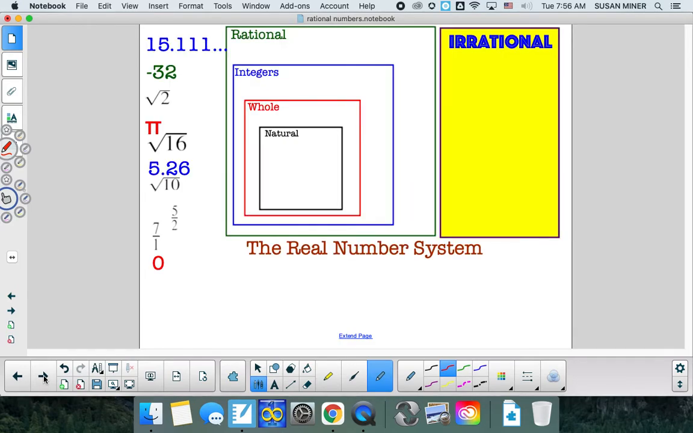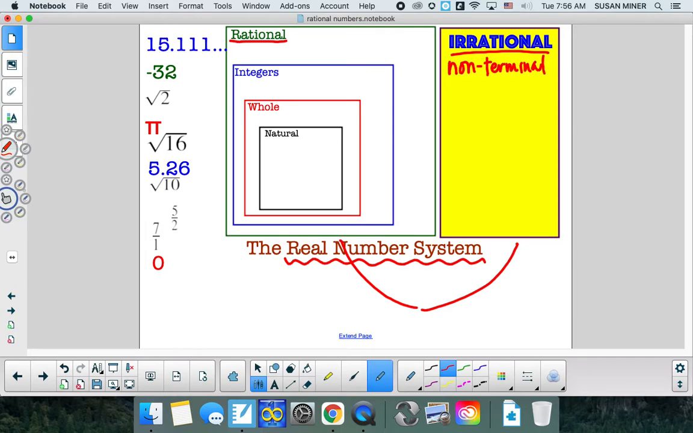Okay, so let's talk about the real number system. It works like a family tree, and we have different branches of our family tree. In this case, we have two different branches. One branch is called the rational numbers. The other branch is called the irrational numbers. We just talked about irrational numbers. Irrational numbers are non-terminating and non-repeating decimals.